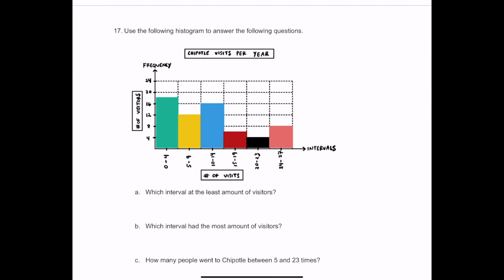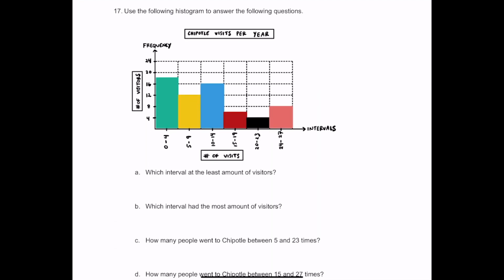All right, let's take a look just at 17. We just have to answer some questions. Okay, we already have a histogram drawn here. These are nice and colorful. Number 17, we have to then look at part A. Which interval is the least amount of visitors? I think that's just going to be this one right here. So 20 to 23 visits. Okay, which interval had the most amount of visitors? I think that's going to be right over here. So 0 to 4 visits.